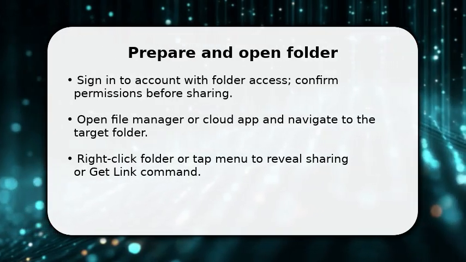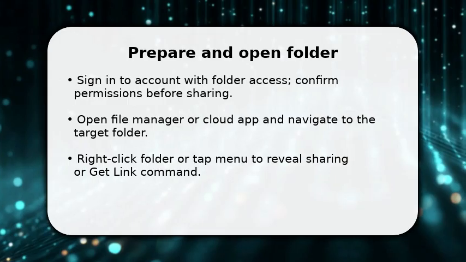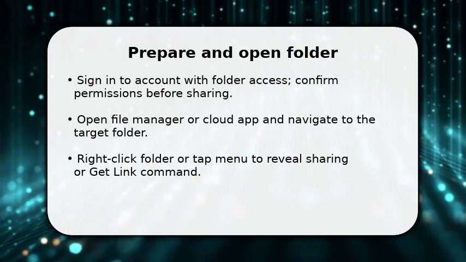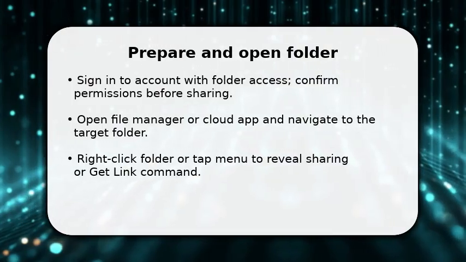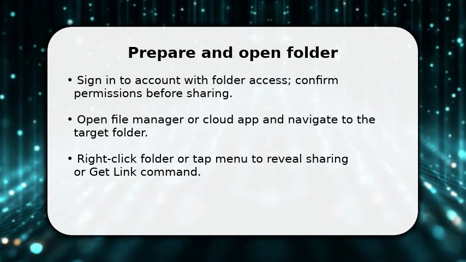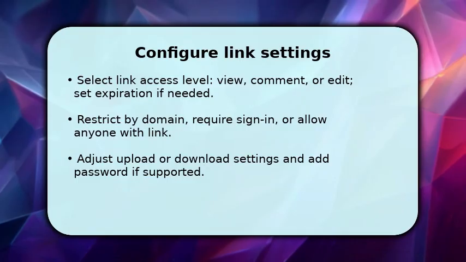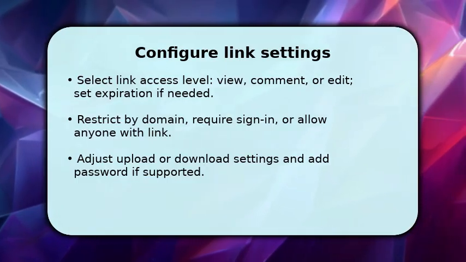Then right-click or tap the three-dot menu on the folder to reveal sharing options. Choose the command labeled Share, Get Link, or Create Link to begin generating the link. Now choose how the link behaves and why that matters. Pick View Only to protect files, or allow edit if collaborators must change content.